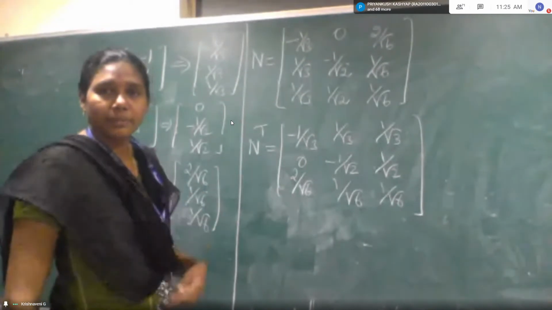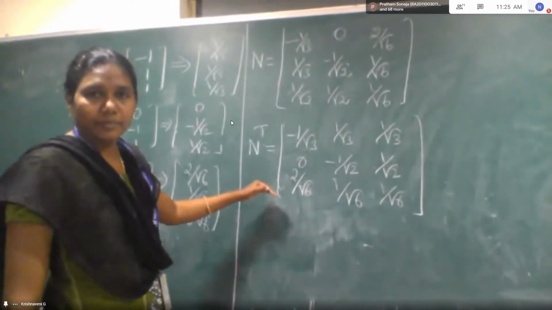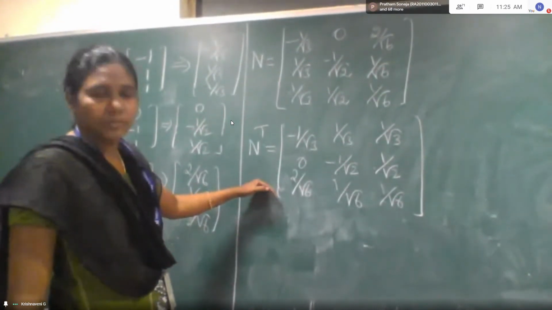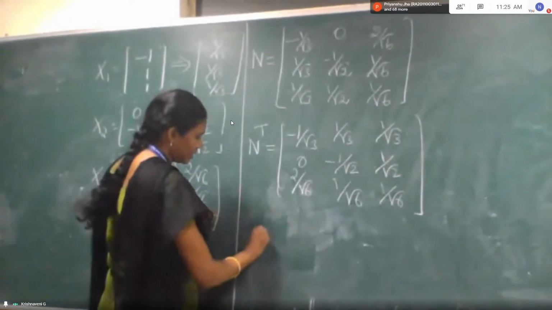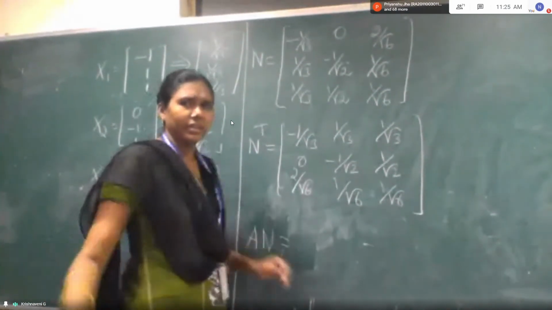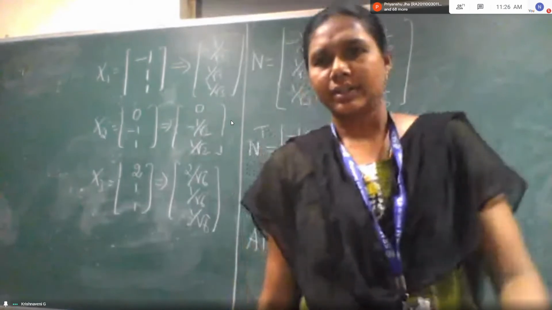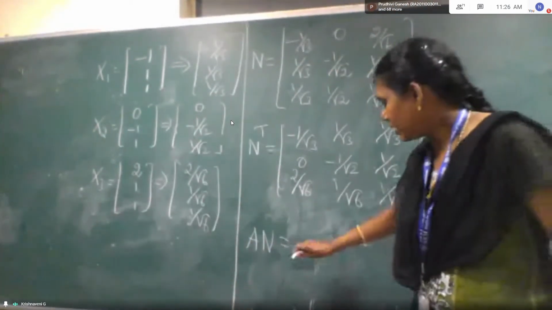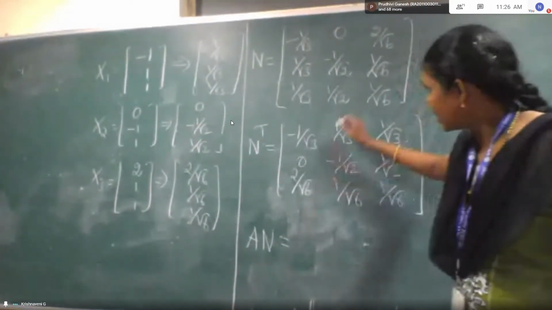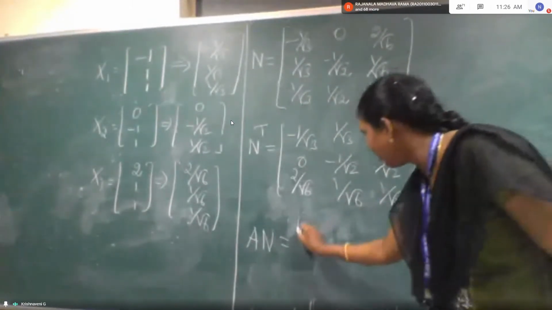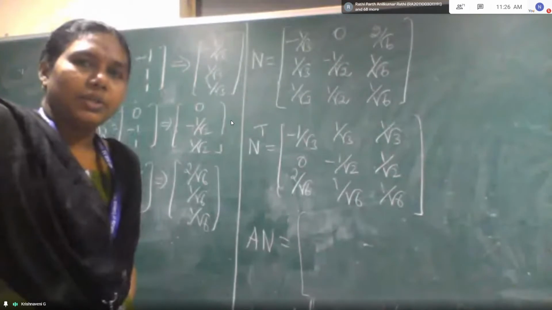What's the next step? After writing N transpose, find AN. You know very well, normal matrix multiplication. A matrix, that is the given matrix, into this normalized matrix. You tell me the final matrix, I will write. A into N.